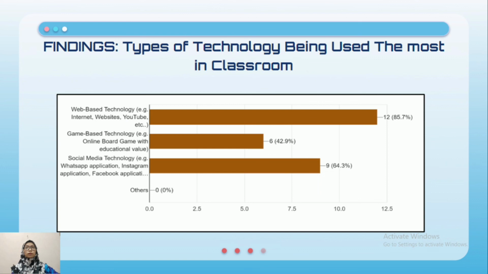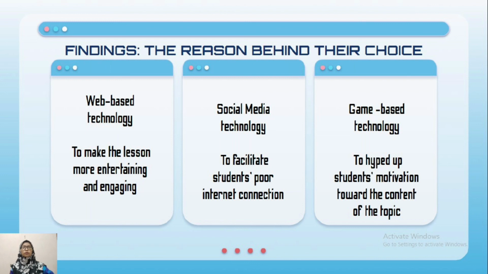It is also found that from the three types of technology mentioned in the online survey, web-based technology is the most popular type of technology among the participants with 85.7%, followed by social media technology and game-based technology with 64.3% and 42.9% respectively. One of the reasons for web-based technology being chosen is to make the lesson more entertaining and engaging. Social media technology is to facilitate students' poor internet connection, and lastly, game-based technology is to hype up students' motivation toward the content of the topic.